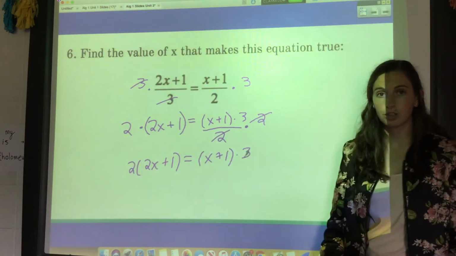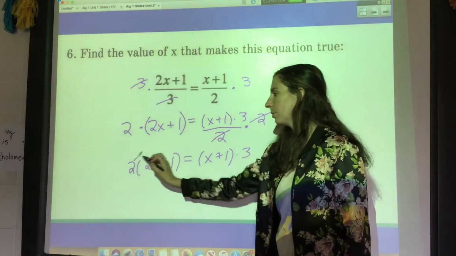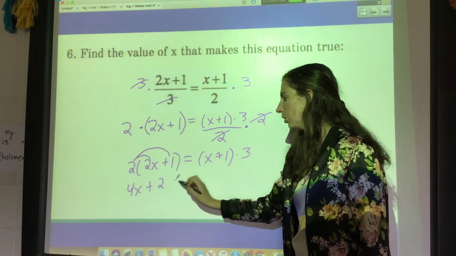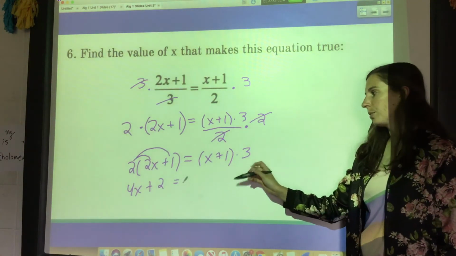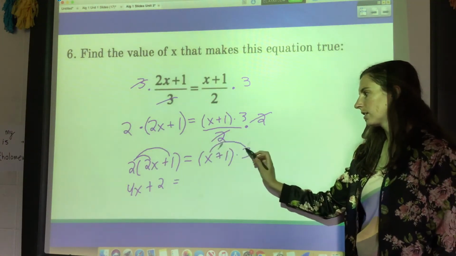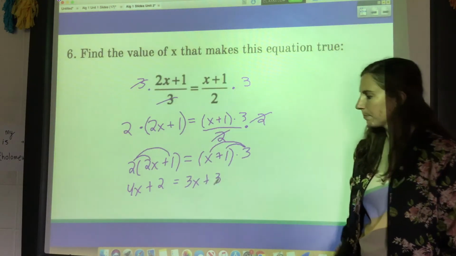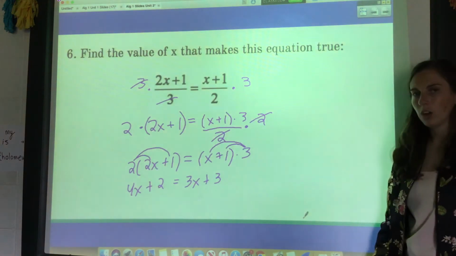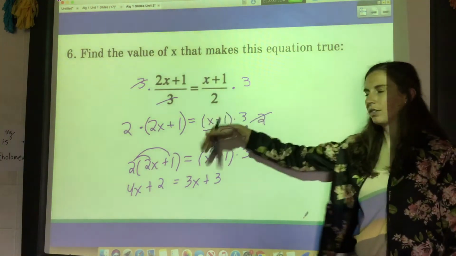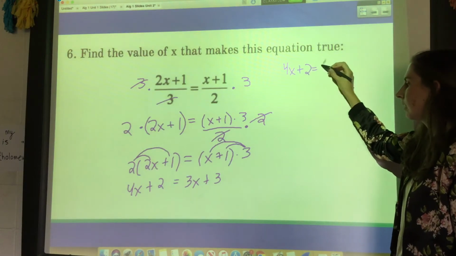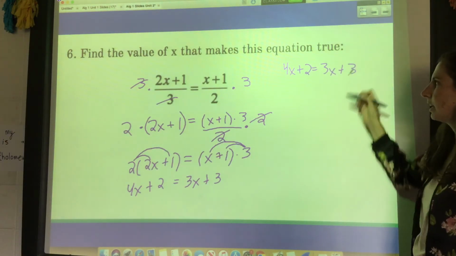I'm going to need to distribute at this point. 2 times 2x is 4x. 2 times 1 is 2. On this side, you need to distribute the 3. So 3 times x, 3 times 1. So 3x plus 3. Okay, after all of that, I got rid of all the fraction mess. And so now I'm here, just rewriting it up here.